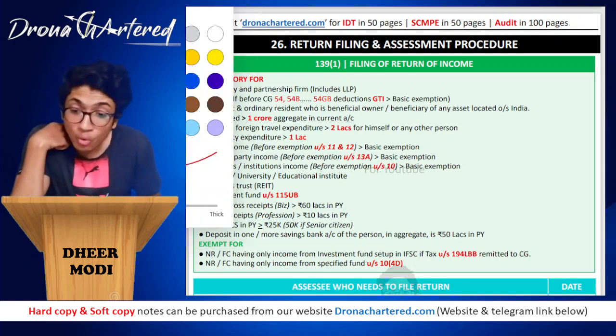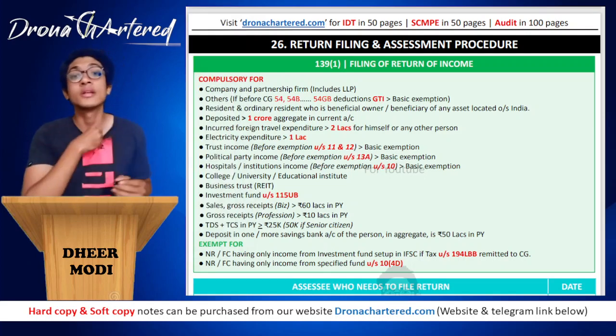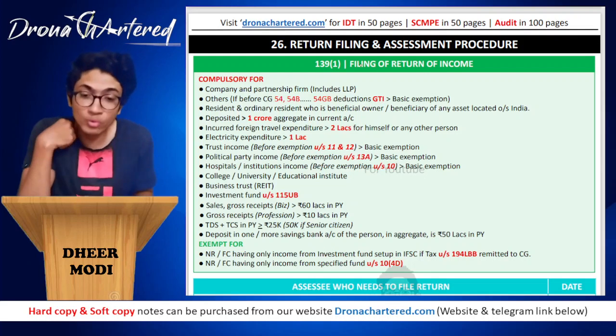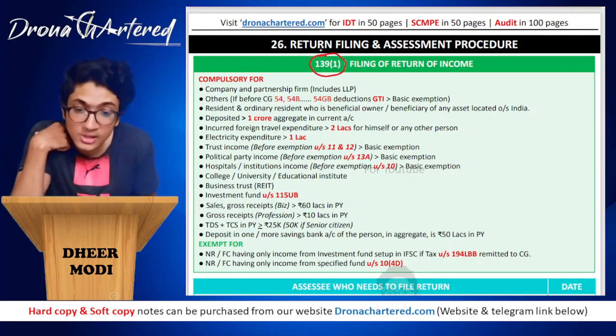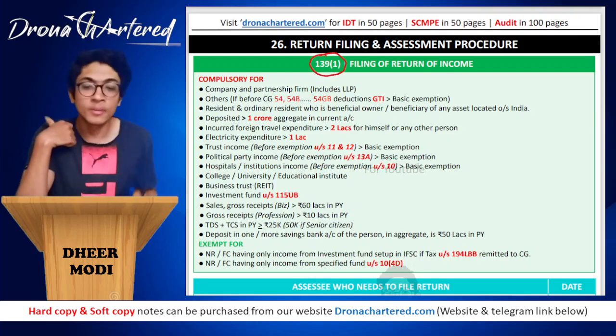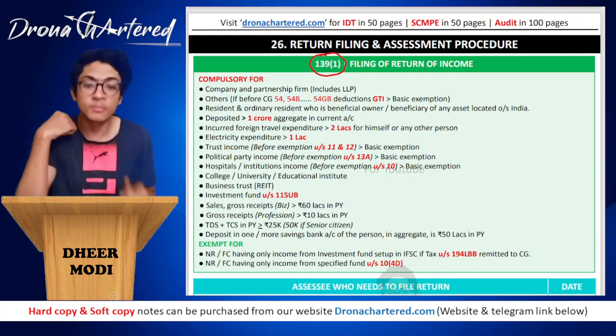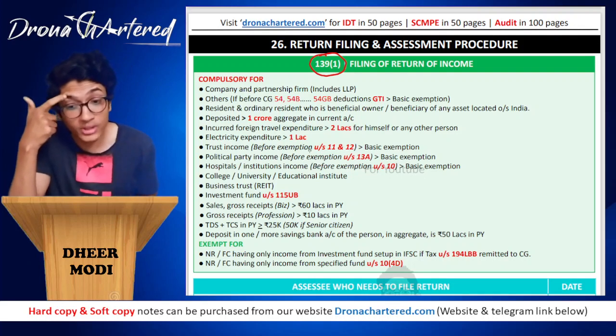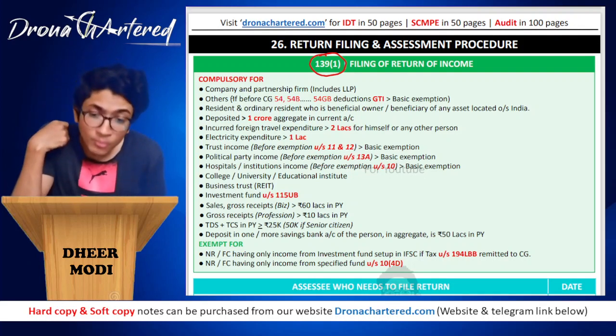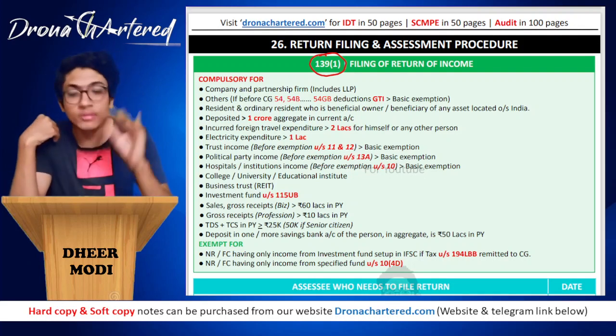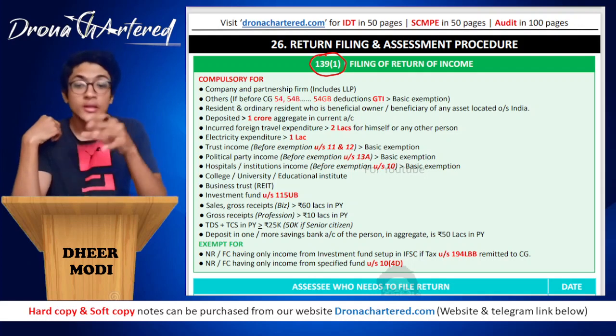139.1 says who are the people who have to compulsorily file their return. That means the return of income, that is the income tax return that we talk about. So that is your section 139.1. Yes, you have to remember the section number for this specific chapter. Please remember the section numbers. It is very important.